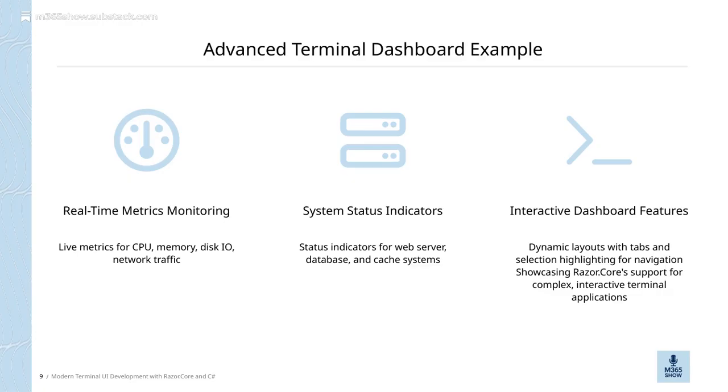For example, we can include status indicators for critical systems like web servers, databases, and caches, giving us at-a-glance insights into system health. Moving further, live metrics for CPU, memory, disk I/O, and network traffic provide real-time monitoring capabilities. This is essential for proactive management and quick troubleshooting. Finally, this advanced terminal dashboard example demonstrates how all these features come together to deliver a powerful, interactive experience. It highlights the potential of Razor Core to transform traditional terminal interfaces into dynamic, modern dashboards that are both functional and visually appealing.